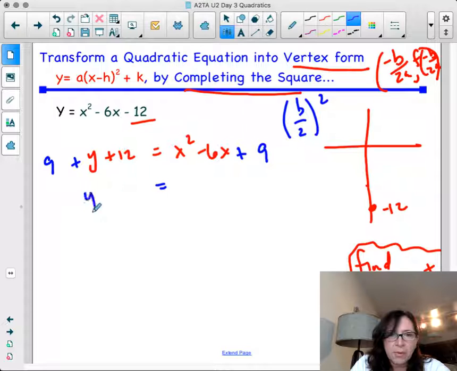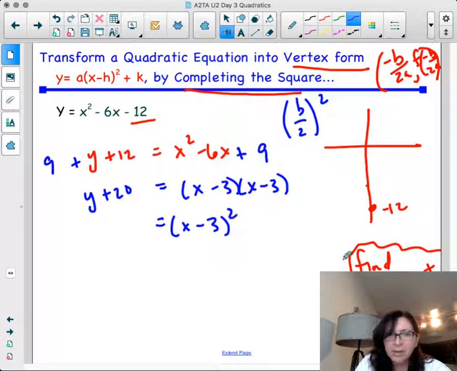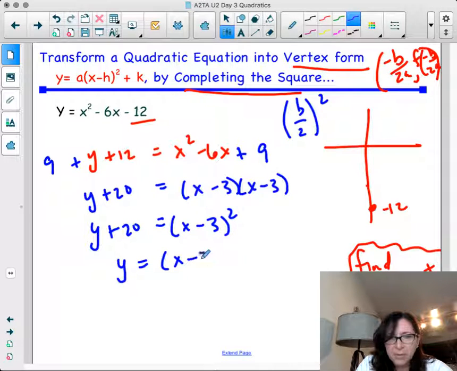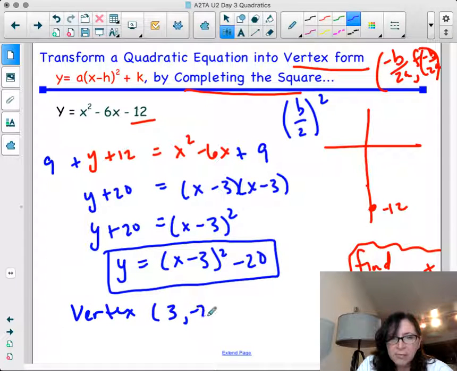So now what we have is y plus 20, and this is going to be x minus 3 times x minus 3, which we're forcing to be a perfect square. By completing this square, this is always going to happen: x minus 3 quantity squared. So we get y plus 20. We're going to get y equals x minus 3 quantity squared minus 20. This is what we call vertex form, and therefore my vertex is going to be 3 comma negative 20.